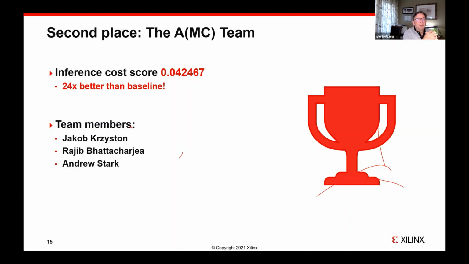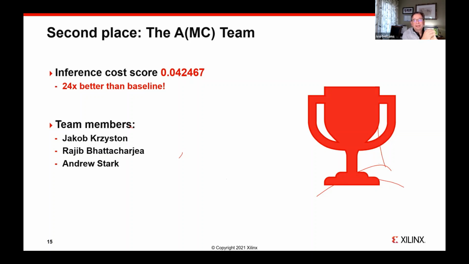0.042467. Only an engineering competition, you cannot get these kind of scores, I guess. And they achieved 24 times better than the baseline. The team members of the AMC team that we would like to recognize are Jacob Riston, Rajib Patacharya, and Andrew Stark. Congratulations to the AMC team.